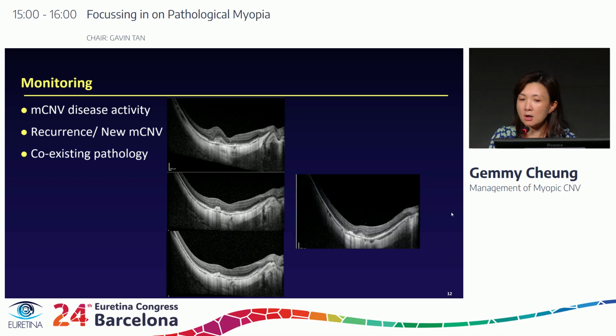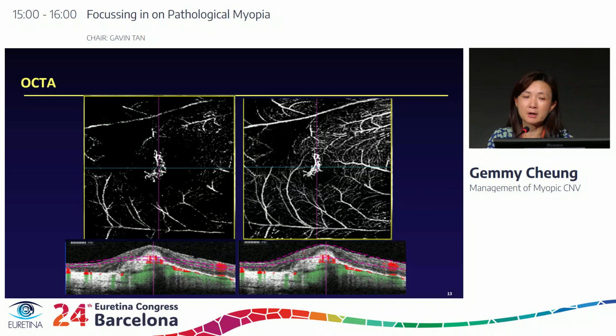And in terms of recurrence, here is a great example showing you the difference in the morphology of an inactive lesion on the left and a new active lesion on the right. Note the relative absence of fluid. So in myopic CNV, we don't look for fluid very much.